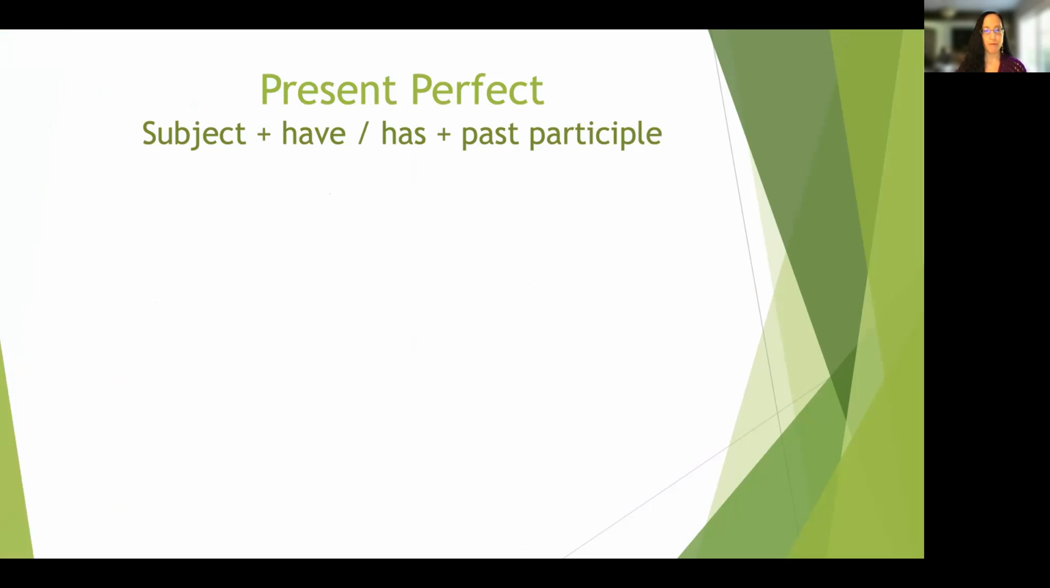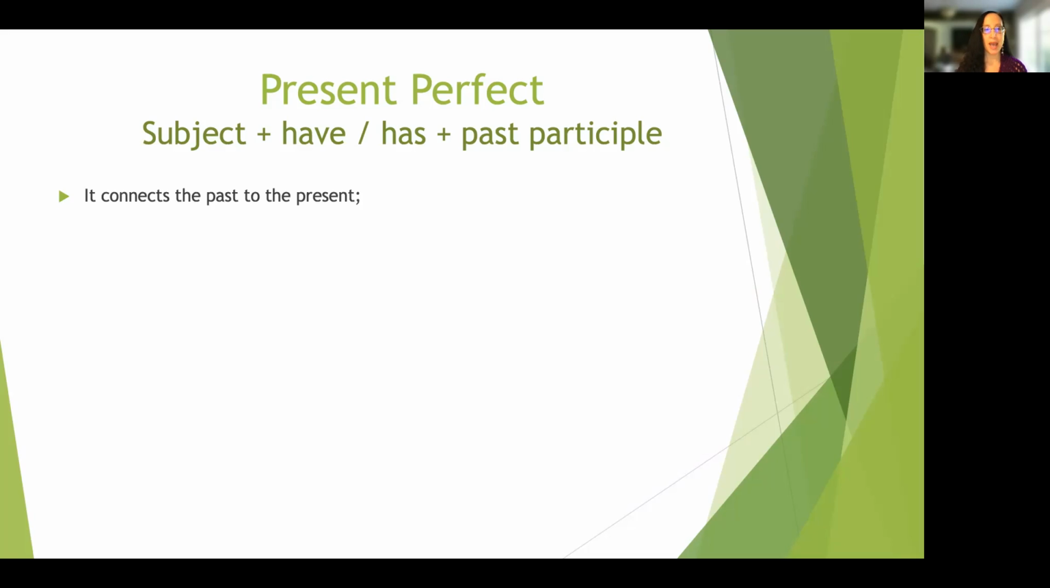Now, present perfect. So we just covered simple past. What's with the simple past before we get to the present perfect? It's an action that happened at a specific time in the past. Okay, now present perfect. So the rule here is you have the subject plus you have or has plus the past participle. Don't worry, I'll help you with what these are again.